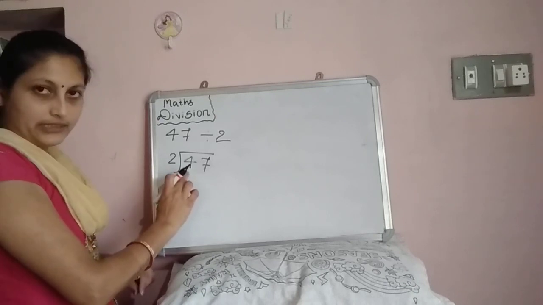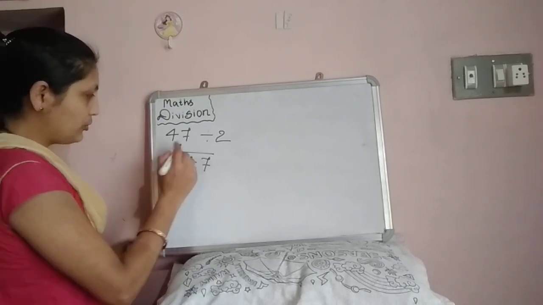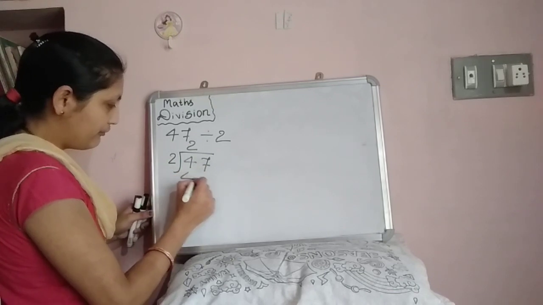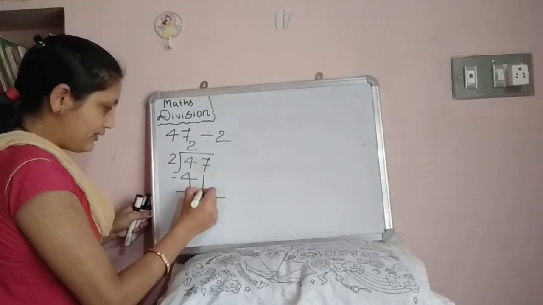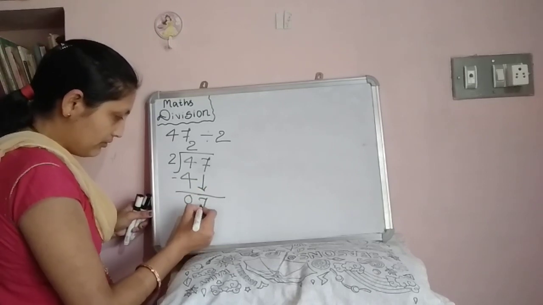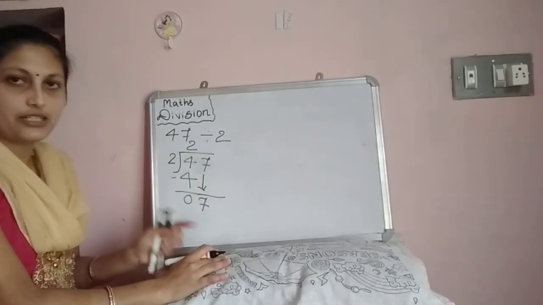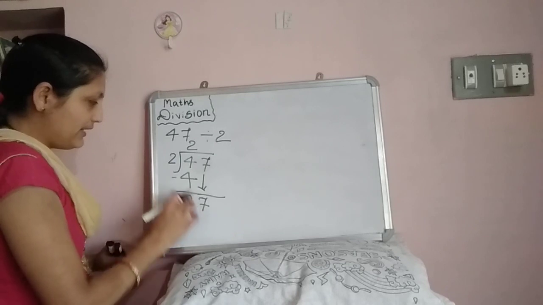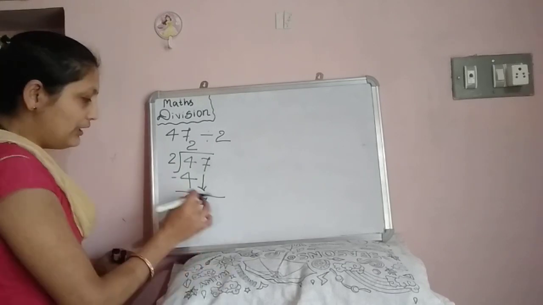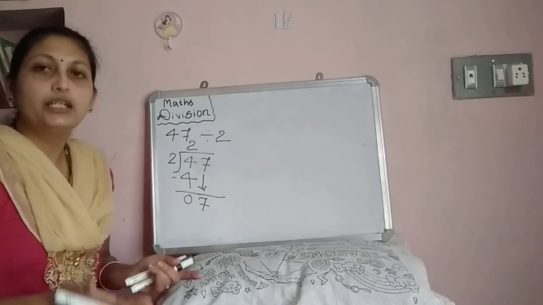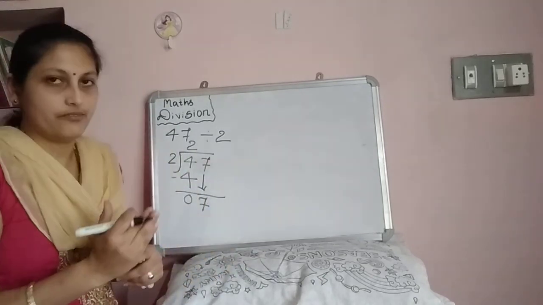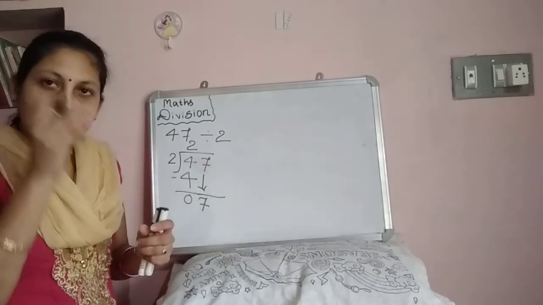First let us divide the tens. 4 is there. So 2 2s are 4. 4 minus 4 is 0. Now let us take the 7 down. Now let us divide 7 by 2. So will you get 7 in the table of 2? No, isn't it? But you will get less than 7 in the table of 2.